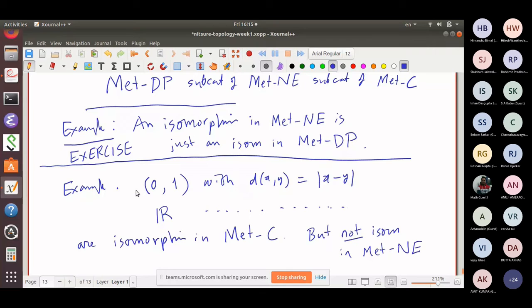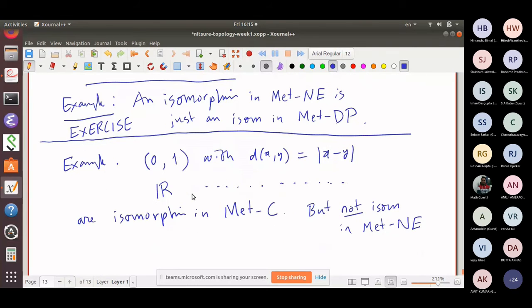Clearly, what is the size of this? This has length 1 and this has infinite length. If distances are preserved, here you cannot have any 2 points such that the distance between them is 5, but here you have lots of points such that distance between a pair of them is 5. There are lots of such pairs. So they cannot be isometric. If there's a non-expanding isomorphism, it's a distance preserving isomorphism.